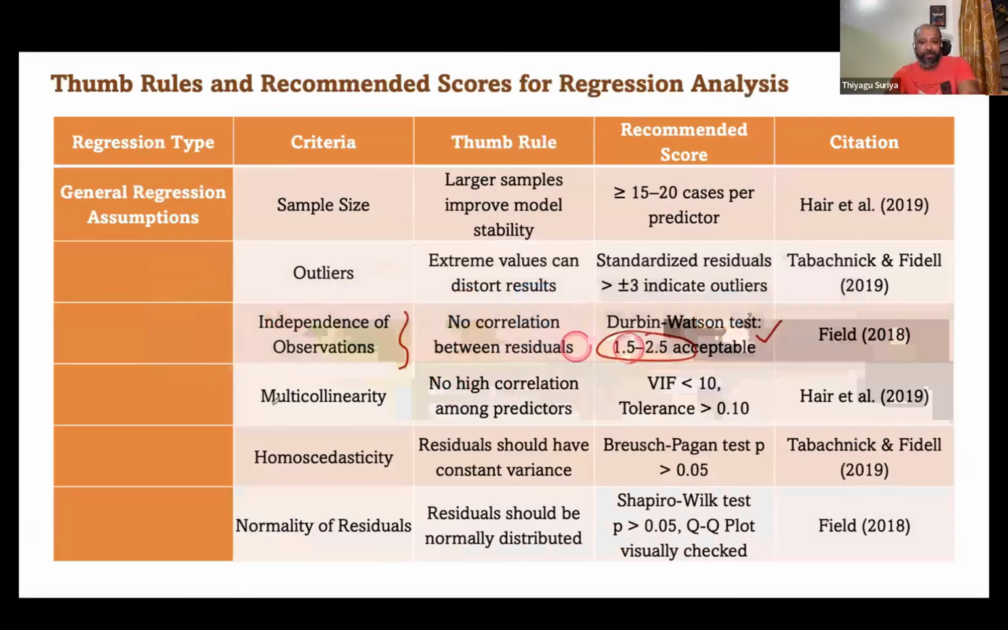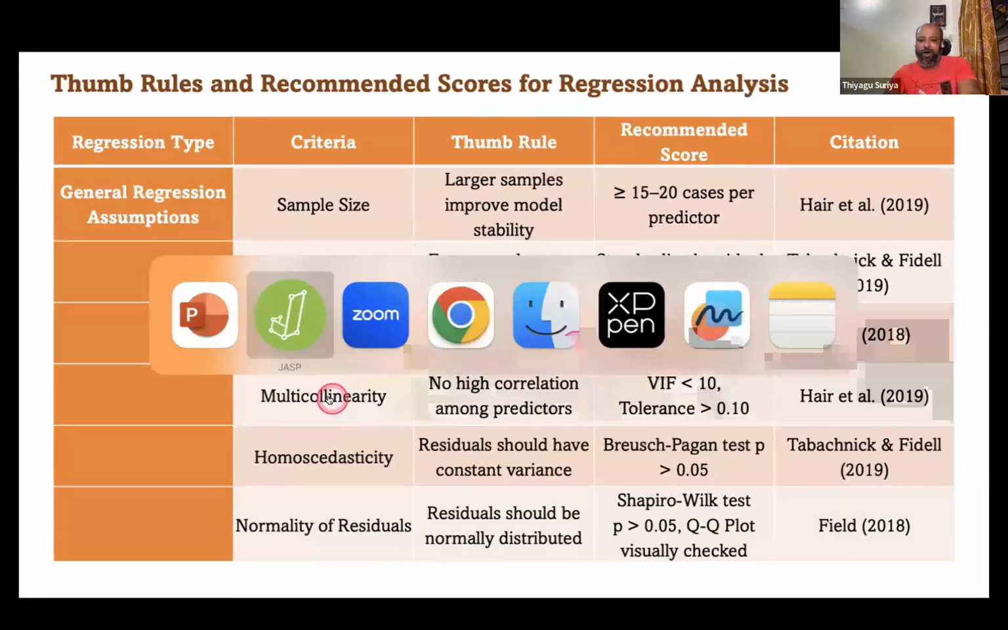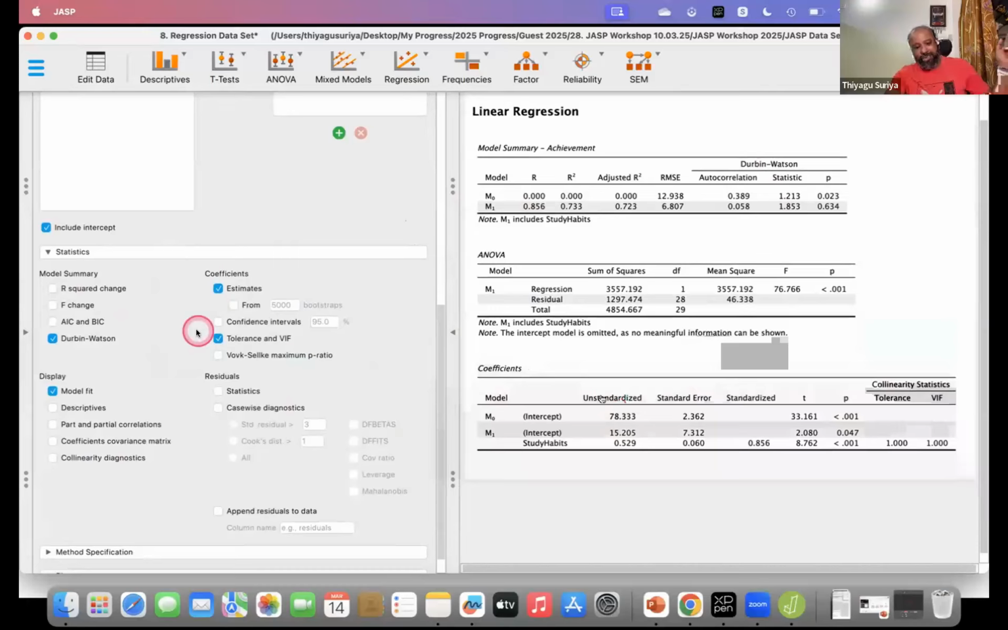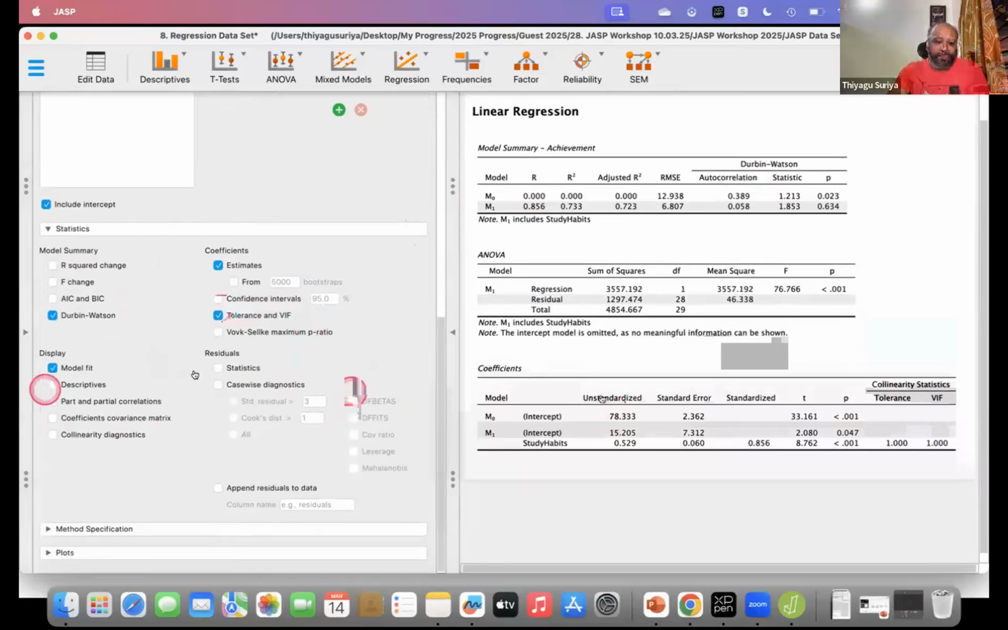Which are the assumptions? Independent observation, homoscedasticity. The normality, we already know from the data sets. If you want to check, you can use a normal histogram, or you can go with the QQ plot to check.